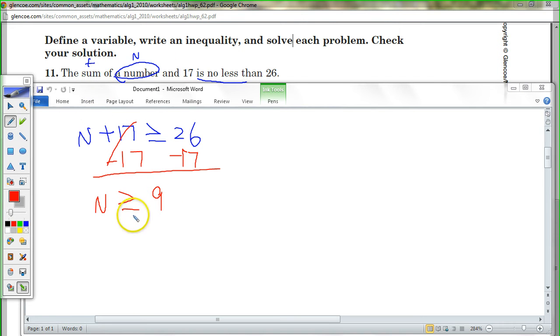And how do we check your answer? If you put your 9 here, you have 9 plus 17 is 26. So it's greater or equal to 26. So there we go. So that must be the correct answer.